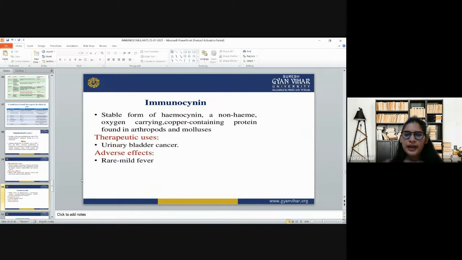Now, the next we have immunocyanin. Immunocyanin is the stable form of hemocyanin, a non-heme oxygen carrying copper containing protein found in the arthropods and mollusks. Therapeutic use is in urinary bladder cancer, and adverse effect included rare and mild fever.